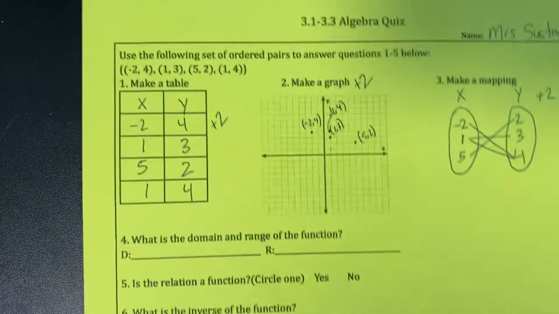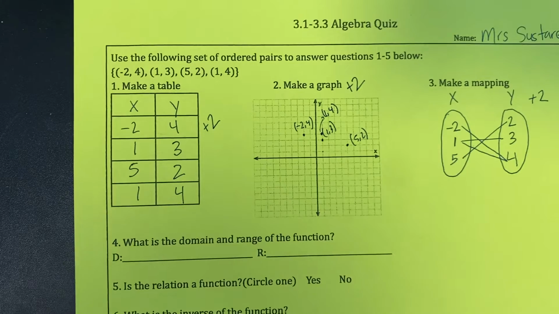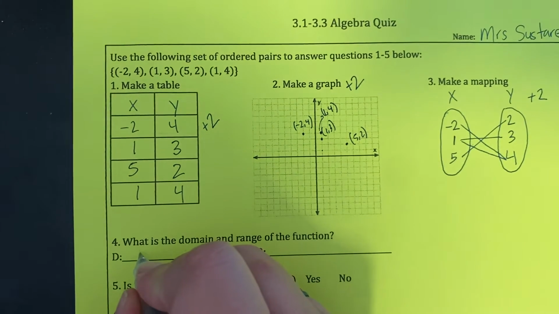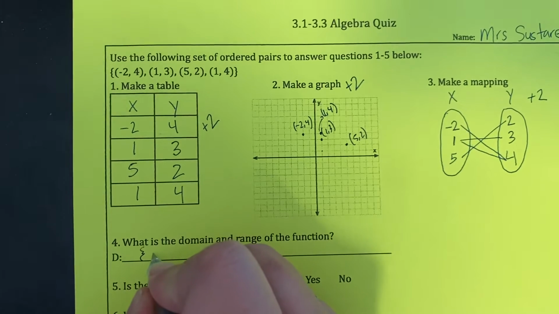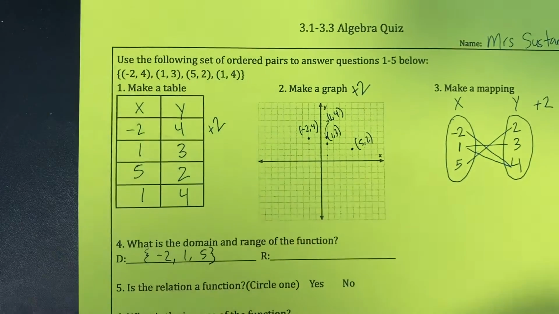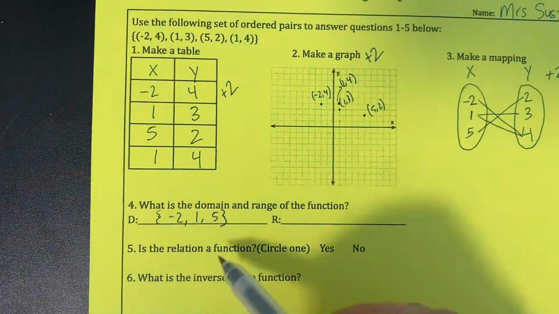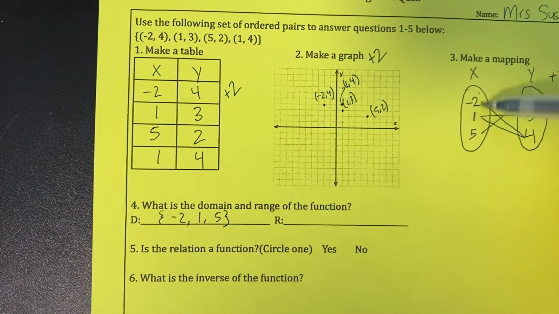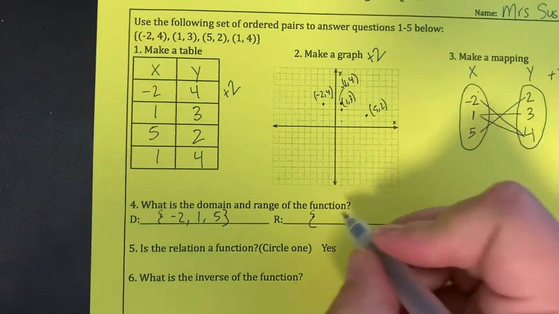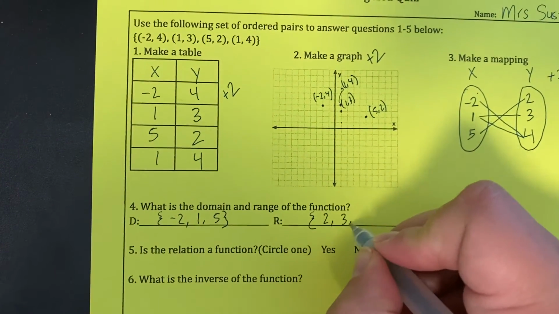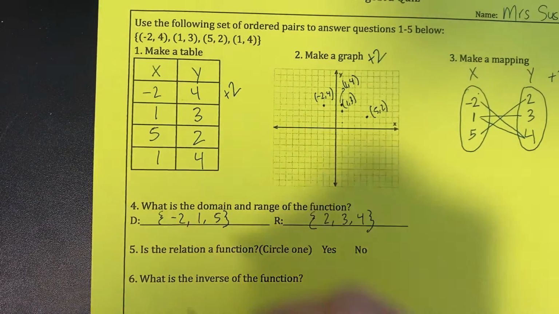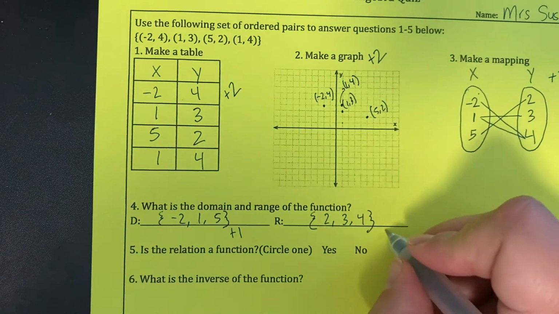All right, so the domain for our graph here is all of the x's. So all the x's we have would be -2, 1, and 5. In our domain, we don't repeat them. It is just our x's. It's the same as our mapping list here. And in our range, we have 2, 3, and 4. Your domain is worth 1. Your range is worth 1.